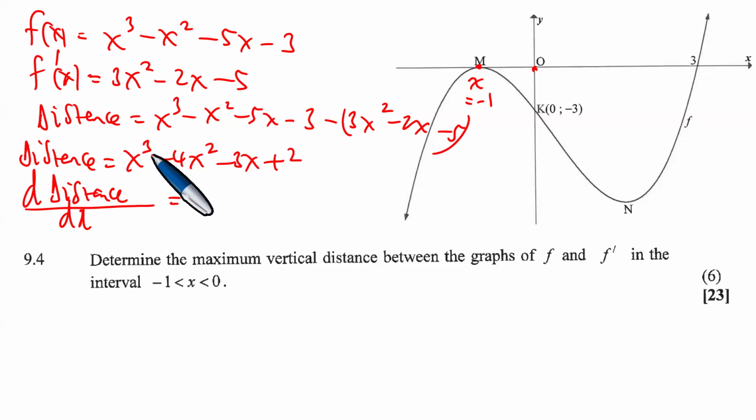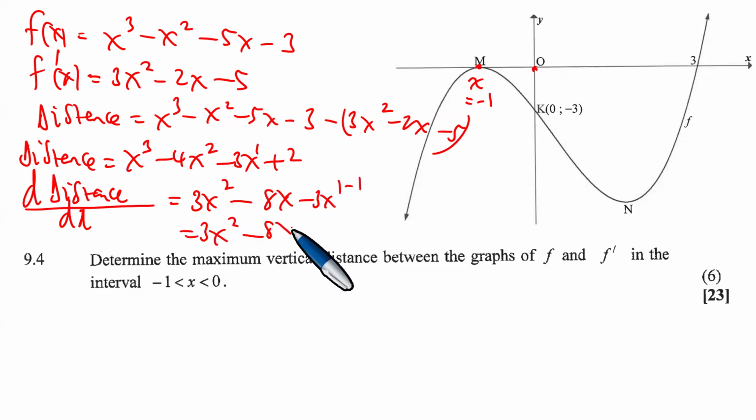So the derivative of x cubed is 3x squared; for the next term, you bring down the 2, subtract 1, which gives 8x. For the x term, the power is 1, you bring down 1, and it's minus 3x to the power 1 minus 1. So 3x squared minus 8x, and then x to the power 0, which gives minus 3.